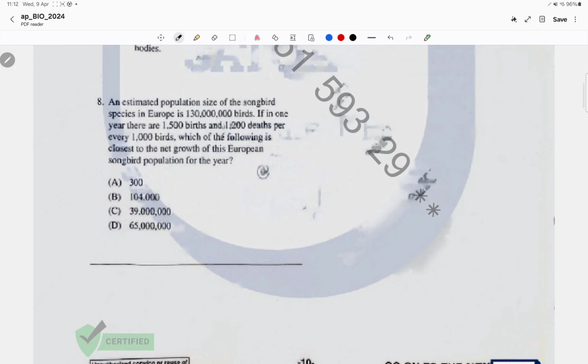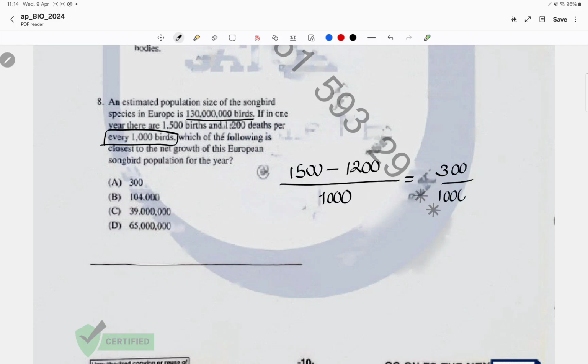Question 8. An estimated population size of the songbird species in Europe is 130 million birds. If in 1 year there are 1,500 births and 1,200 deaths for every 1,000 births, which of the following is closest to the net growth of this European songbird population of the year? Alright, so what you will do is take the births minus the deaths per every 1,000 birds, and you will get 300 over 1,000, which means 0.3. That's the growth rate. Okay, 0.3.